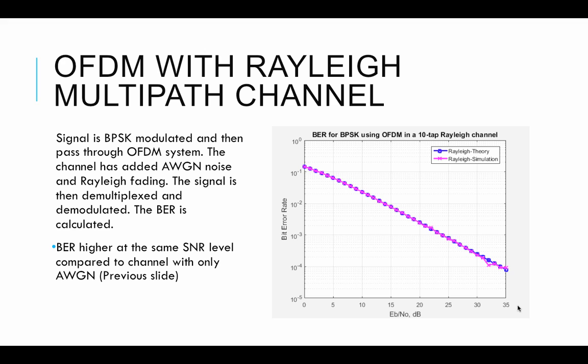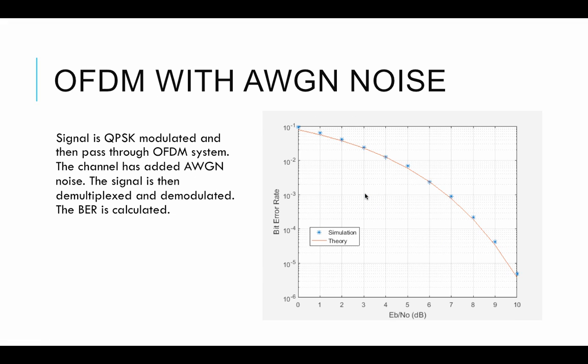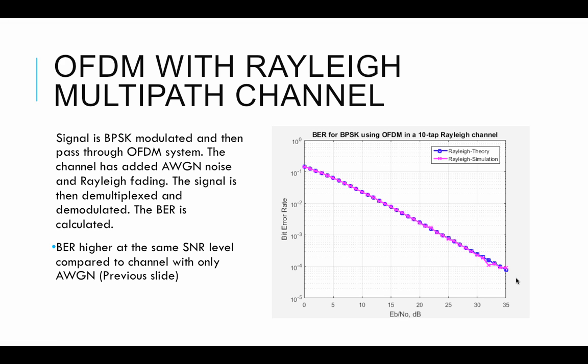This one is inside a Rayleigh multipath channel, and in this case, at around the same signal-to-noise ratio of about 10, we have a 0.8 BER, versus the other one at 10, where we have a very low 10 to the minus 5 level of BER. So we can see that the Rayleigh channel definitely adds a lot of bit errors to our system without any methods for eliminating this channel fading.